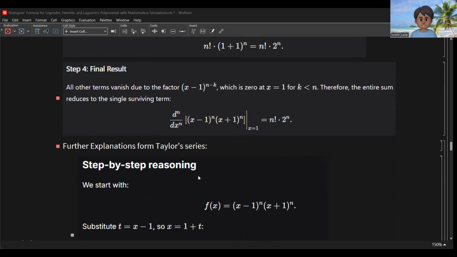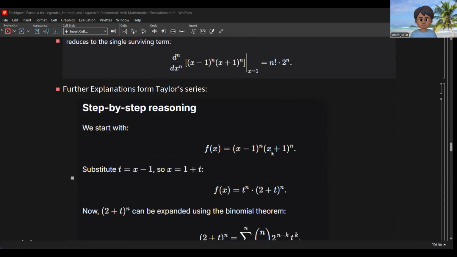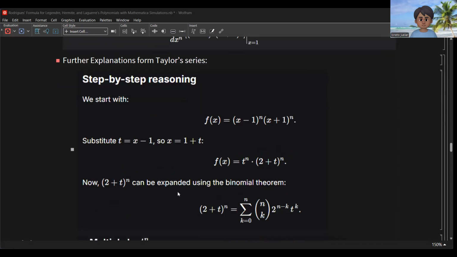So we have the second explanation from the Taylor series. Step by step, we start with f of x equal to x minus 1 raised to the n times x plus 1 raised to the n. Substitute t equal to x minus 1, so x is equal to t plus 1, and x plus 1 is equal to 2 plus t. So f of x, with x equal to 1 plus t, becomes t to the n times 2 plus t to the n.